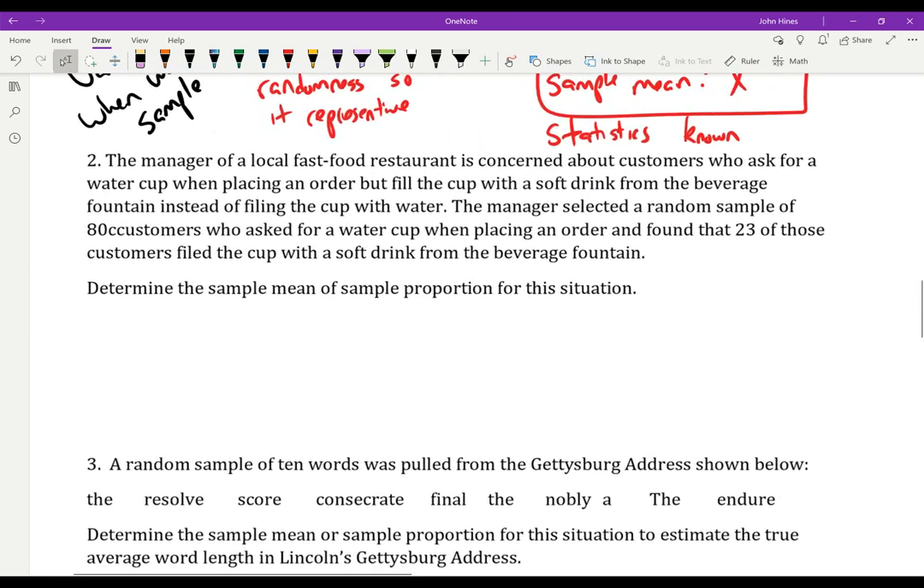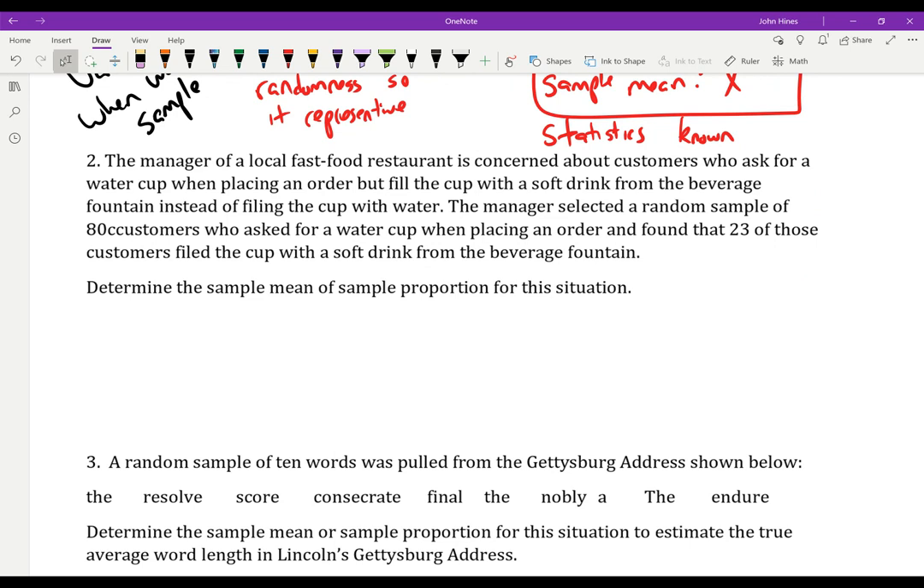So the manager of a local fast food restaurant is concerned about customers who ask for a water cup when placing an order, but fill the cup with a soft drink instead. What a crime that is. So the manager selects a random sample of 80 customers, there's a little typo there, who asked for a water cup when placing an order, and found that 23 of them filled it with a soft drink. Ooh. Determine the sample mean or sample proportion for this situation.